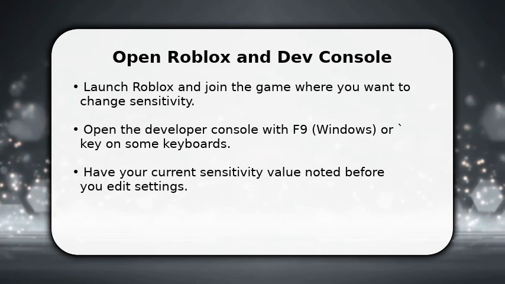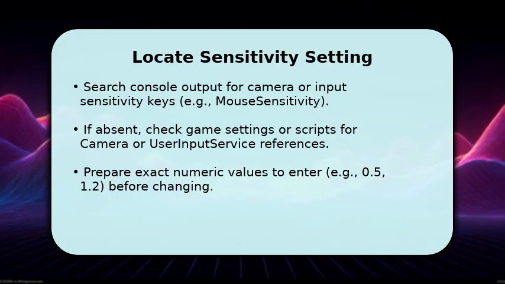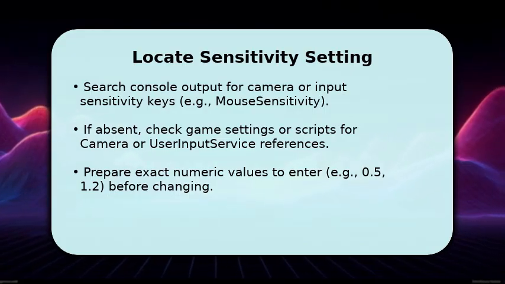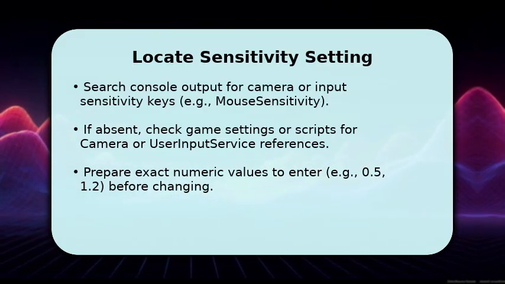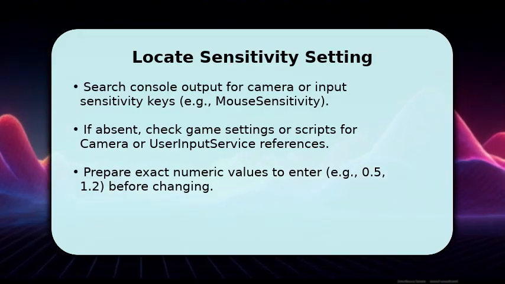Now you need to find the camera or input sensitivity key inside the console output or through the game's scripts. Use the console search to look for names like mouse sensitivity, camera sensitivity, or user input service references. Those are the hooks you'll change.